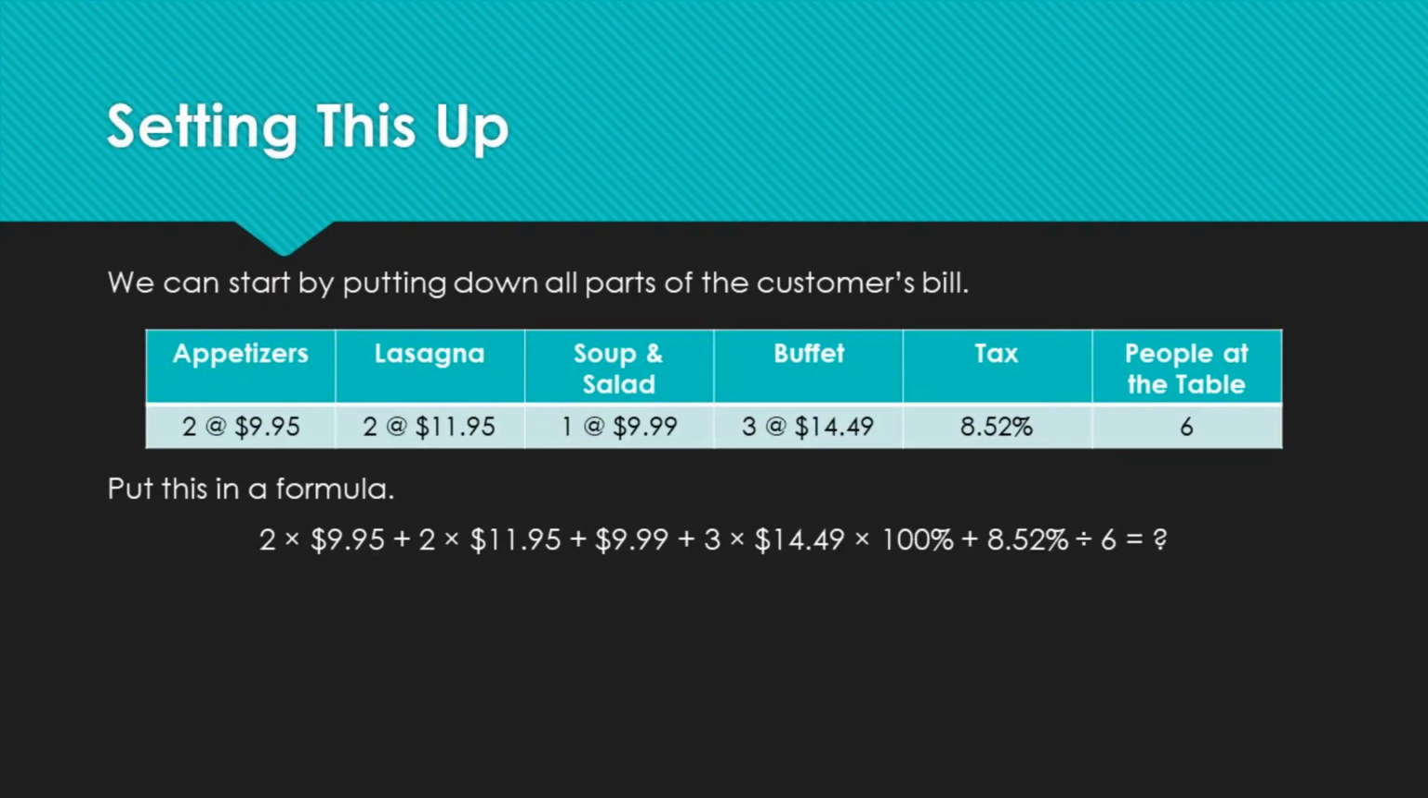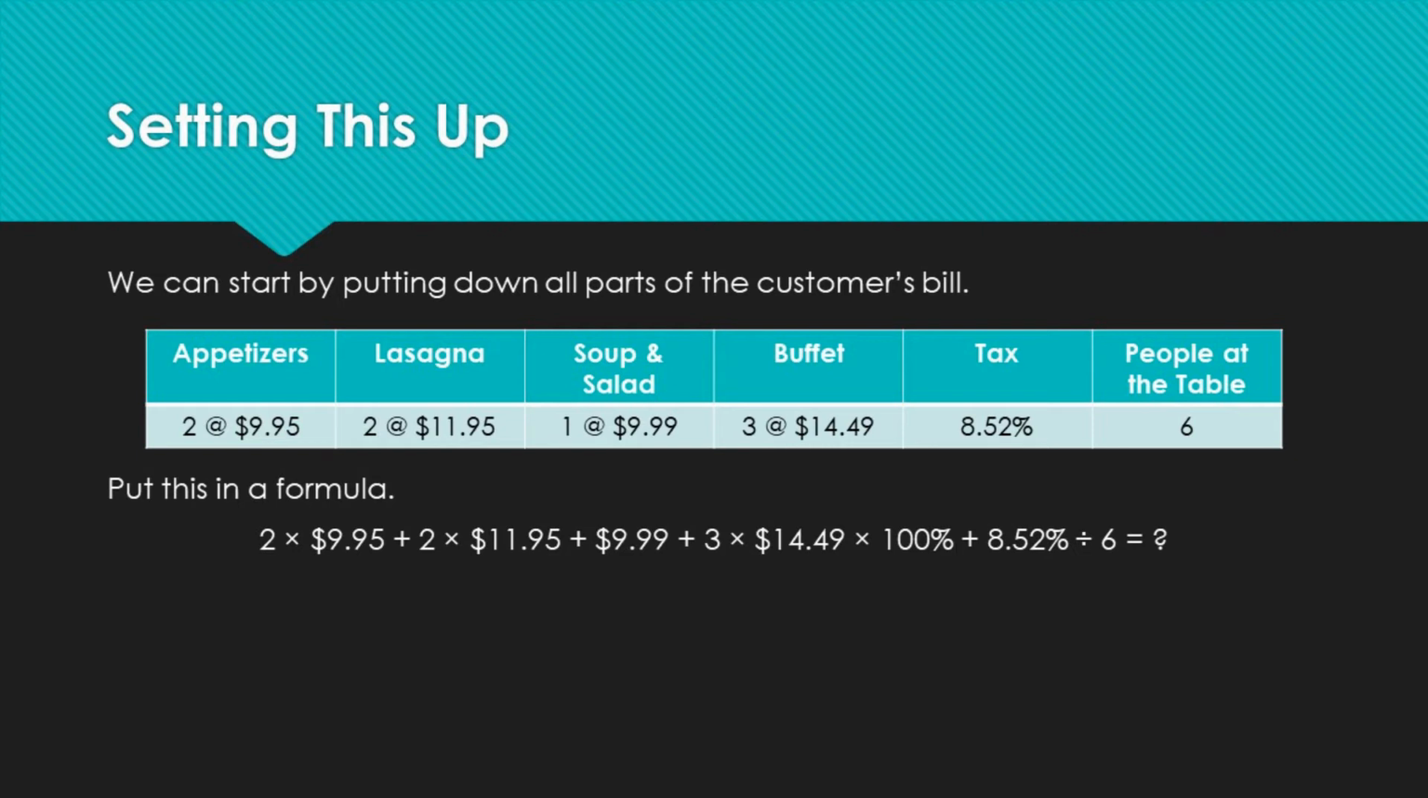This can seem a little complex, but we can simplify this quite a bit by using the rules for order of operations. I want to start by putting down all of the components that go into making the customer's bill. For convenience sake, I'm showing it to you in a table. We have our appetizers, 2 at $9.95. Lasagna, 2 at $11.95. Soup and salad, 1 at $9.99. Buffet, 3 at $14.49. Tax, 8.52%. Number of people, 6.